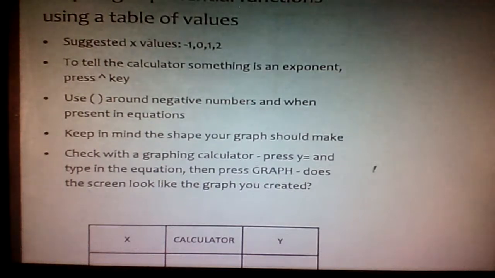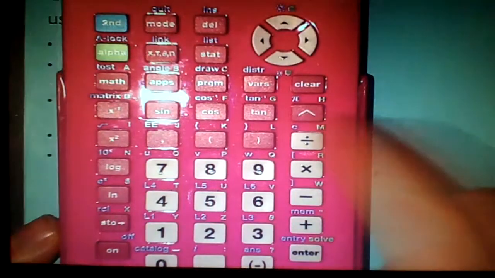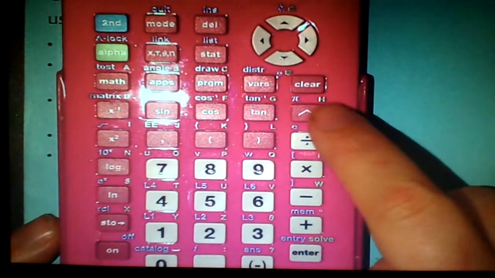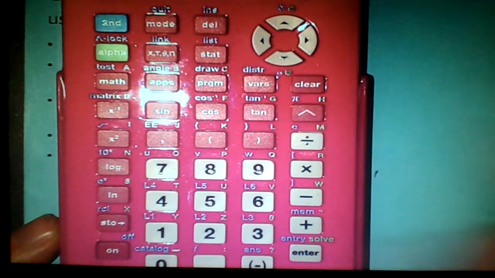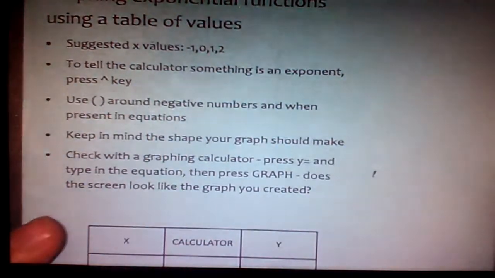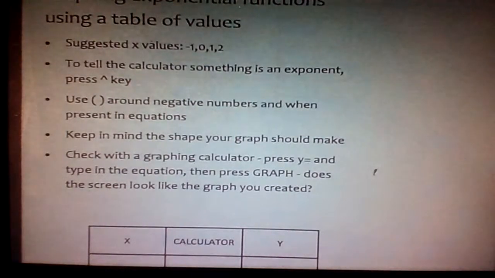To tell the calculator something is an exponent, we press the caret key. For those of you that don't know where that's at, it is right here on your calculator above the division sign. Use parentheses around negative numbers, and when you see them in the equations, don't leave them off. It's important.